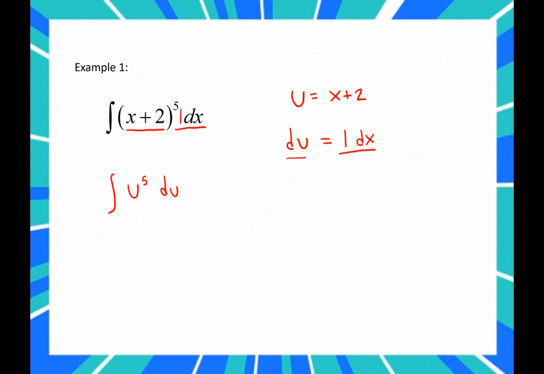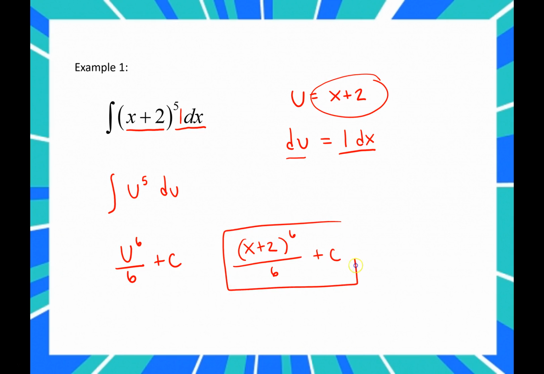So now I can integrate this. That versus this seemed really complicated. So integrating u to the 5th is going to give us u to the 6 over 6 plus c. And then our last step is to go back, and instead of having this in terms of u, I know my u is x plus 2. So this would be x plus 2 to the 6th over 6 plus c. All right, let's go ahead and try another one.